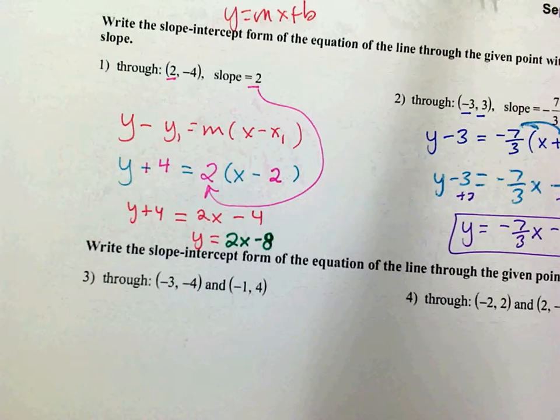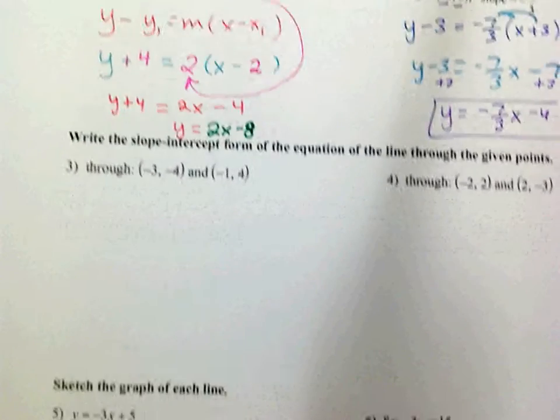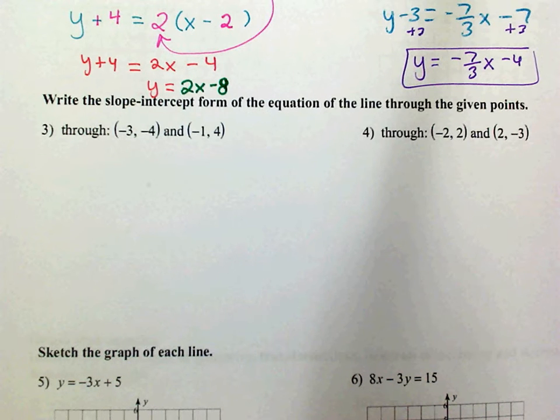Okay, so we're just going to do one of 3 through 4. 3 and 3 through 4. 3 or 4. Which one? 3 or 4? Okay, let's do 3. I don't really care.